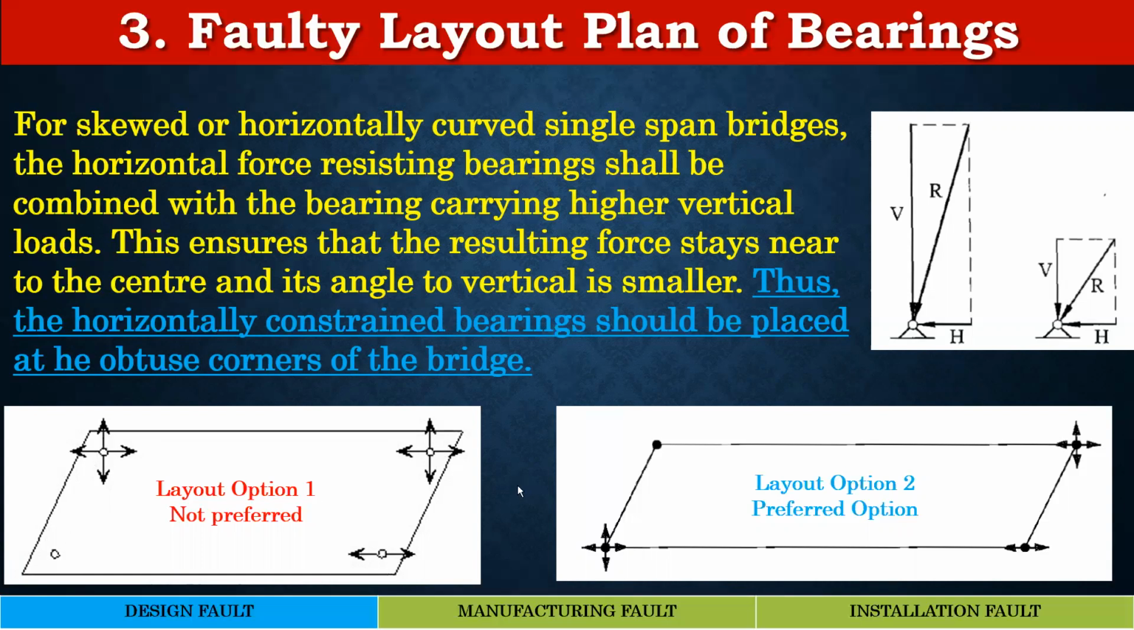Well, the correct solution is to have this fixed bearing at the obtuse corner, and the reason being that the reaction on the obtuse corner is much more than the reaction at the acute corner, and a higher vertical load is always better for the bearing which is carrying lateral load, because the inclination of the resultant load will be close to vertical in case the fixed bearing is at the obtuse corner. So layout option 2 is a preferred option.